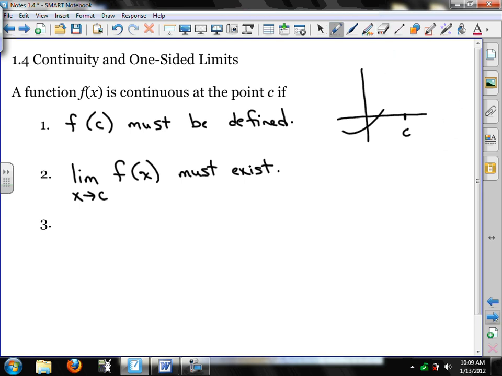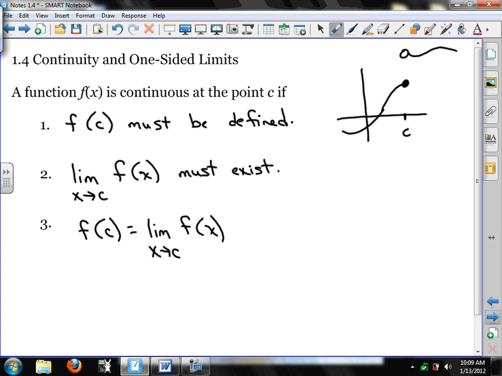So we looked at this example before here. f of c is defined. I do have a y value at x equals c, but the limit does not exist, so that would not be a continuous function. So the point has to be defined, the limit has to exist, and those 2 things need to be equal to each other. f of c needs to be equal to the limit as x approaches c of f of x.